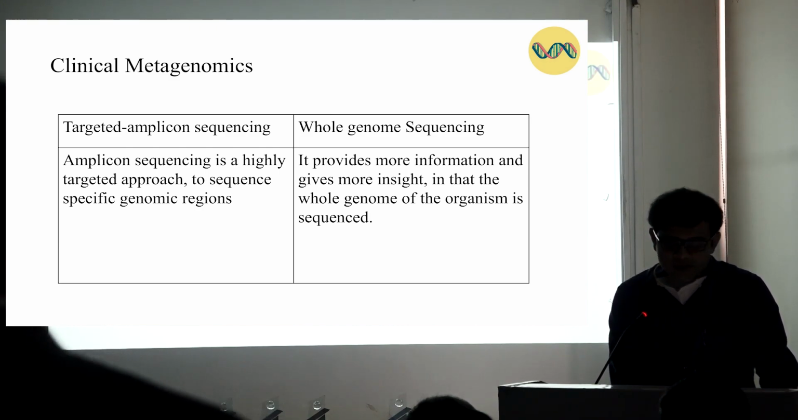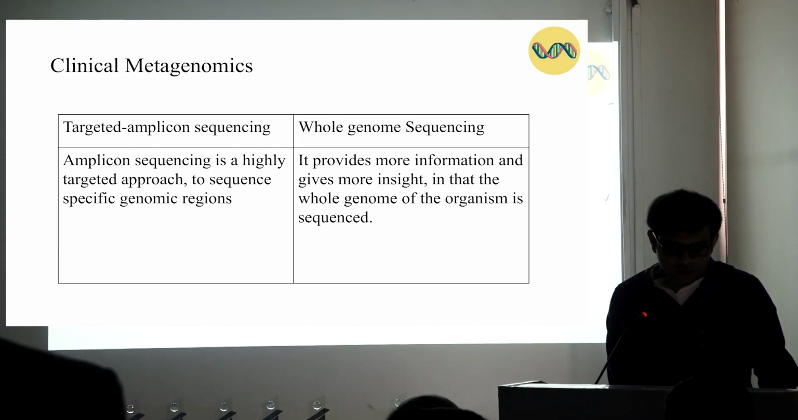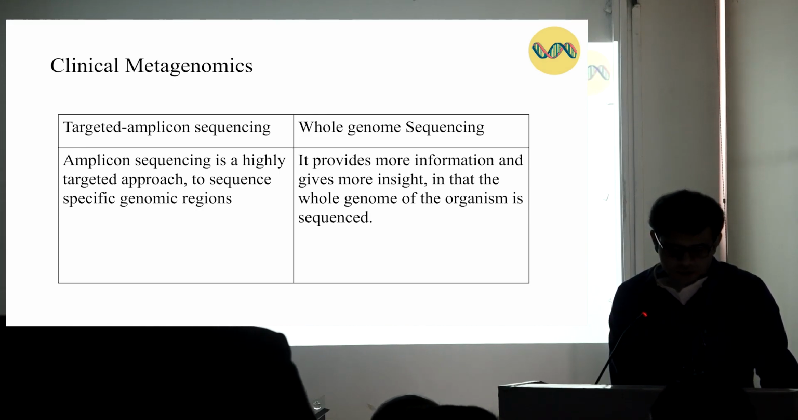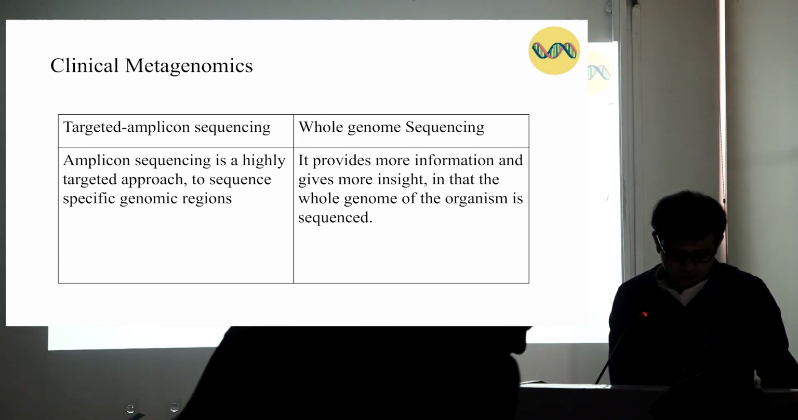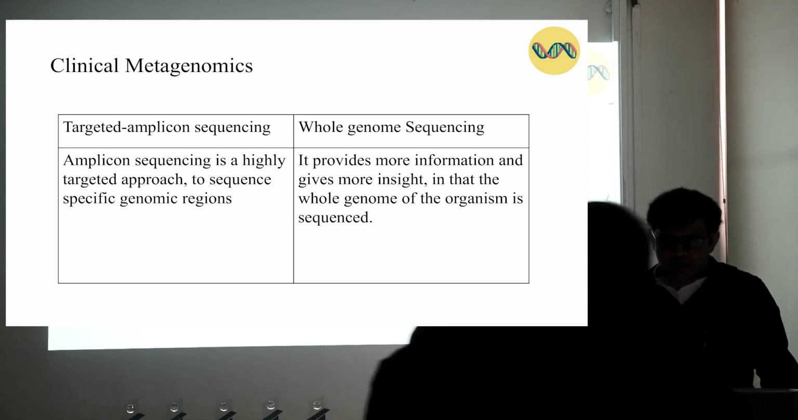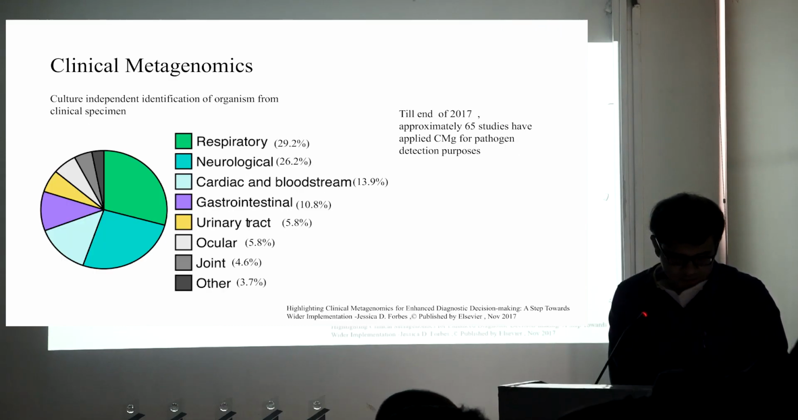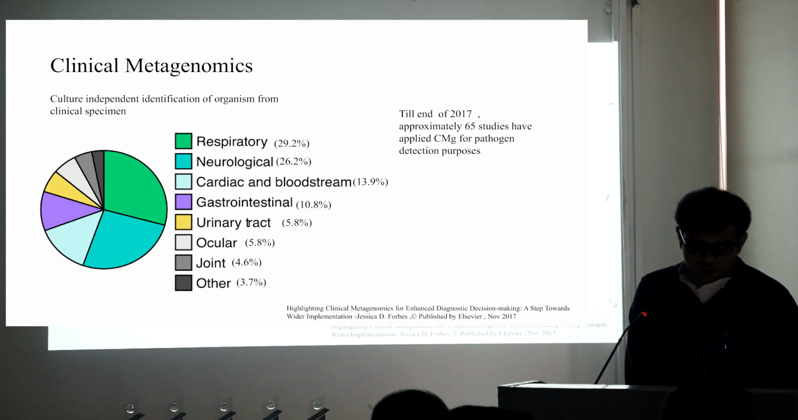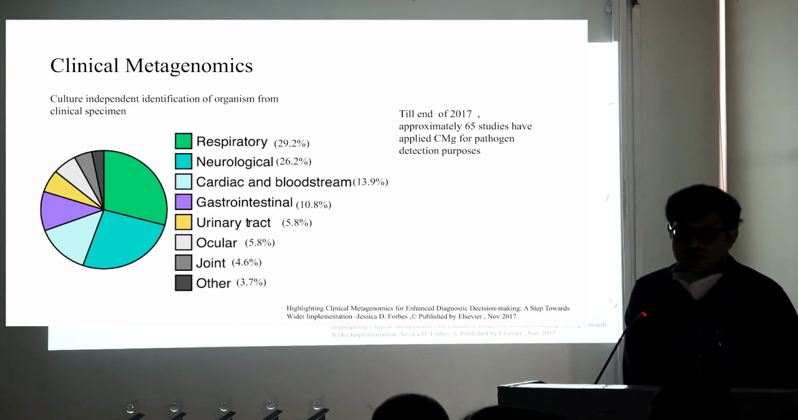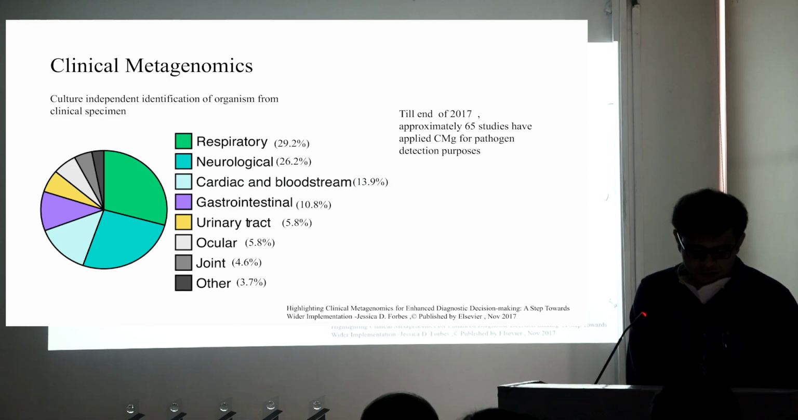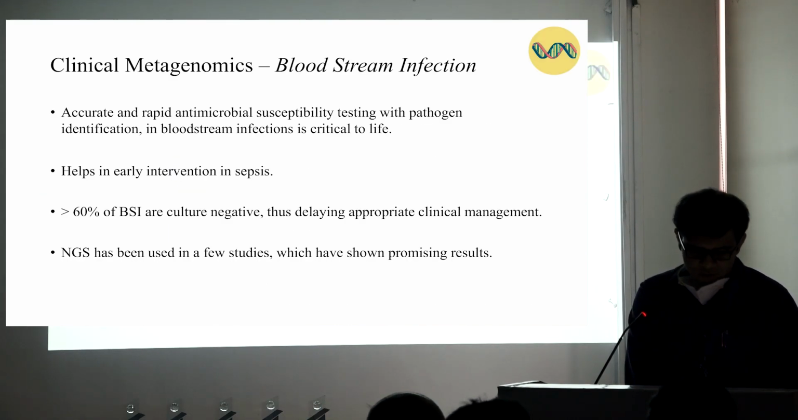Again, you can do a targeted one, where you just have to give the primers targeting particular organisms, or you can do whole genome sequencing, where whatever DNA or RNA is there will be detected. You can do it on a respiratory sample, on the CSF, on blood, GI, urinary tract, any sample you put in. If a patient has septic arthritis, you put a synovial fluid sample, and you can obviously get it there.